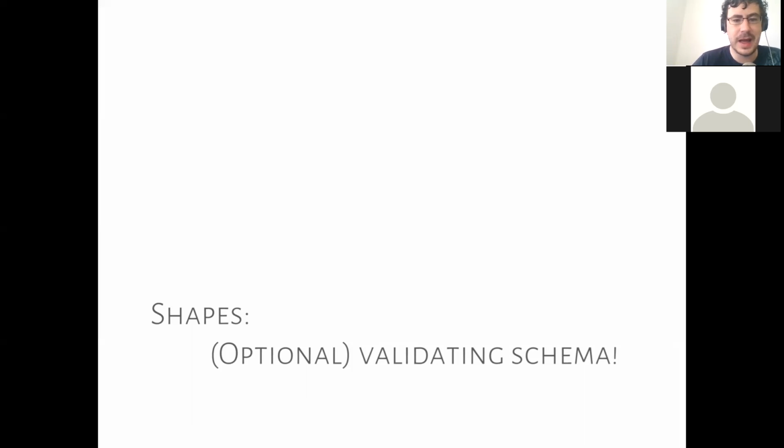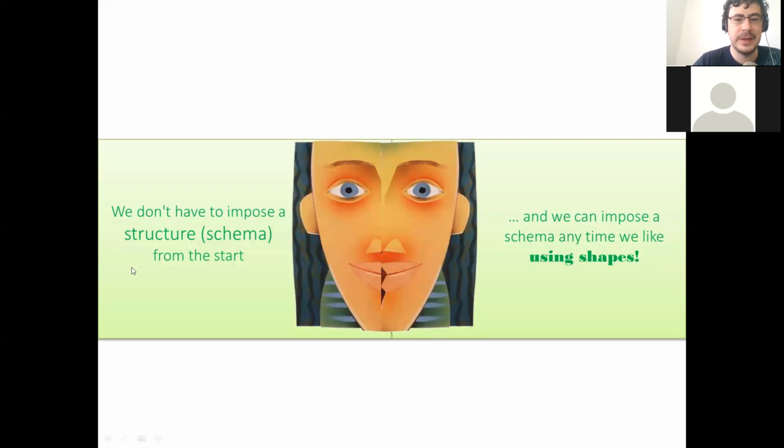It allows us to add some structure to data. With this, we kind of have the best of both worlds in that, compared with, for example, relational databases, we don't have to impose a structure or schema from the start, which means we don't have to define what our tables are, what the columns of the tables are, what the types of the columns are, and so forth. We can just add nodes and start adding edges between those nodes in a more flexible way. However, we can impose a schema anytime we want using shapes.